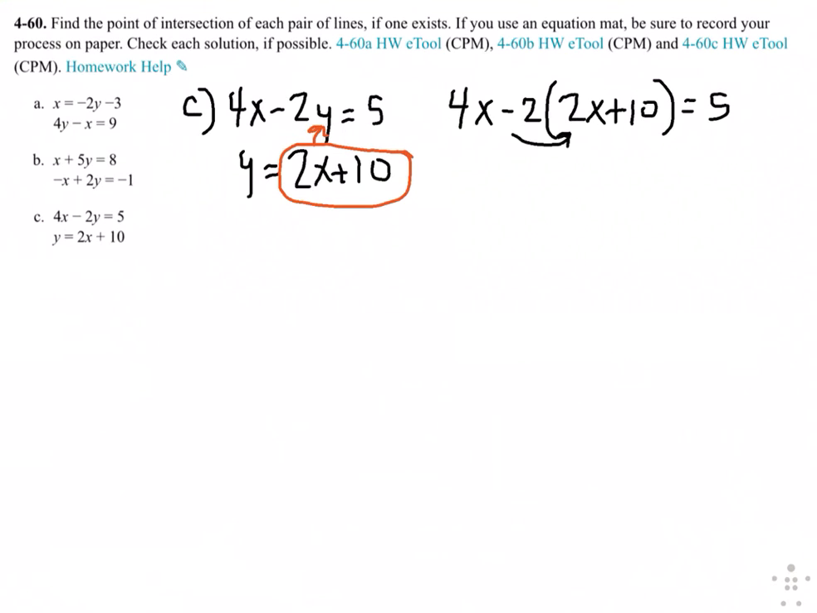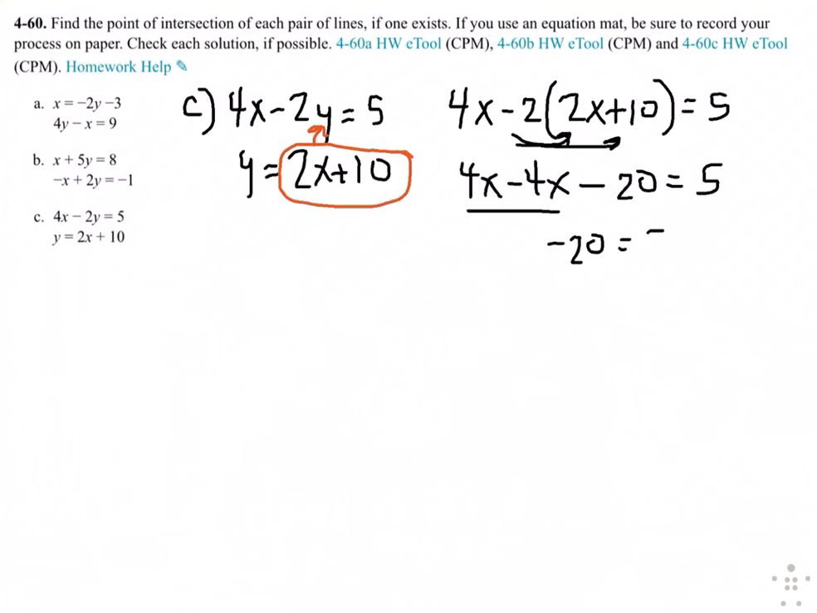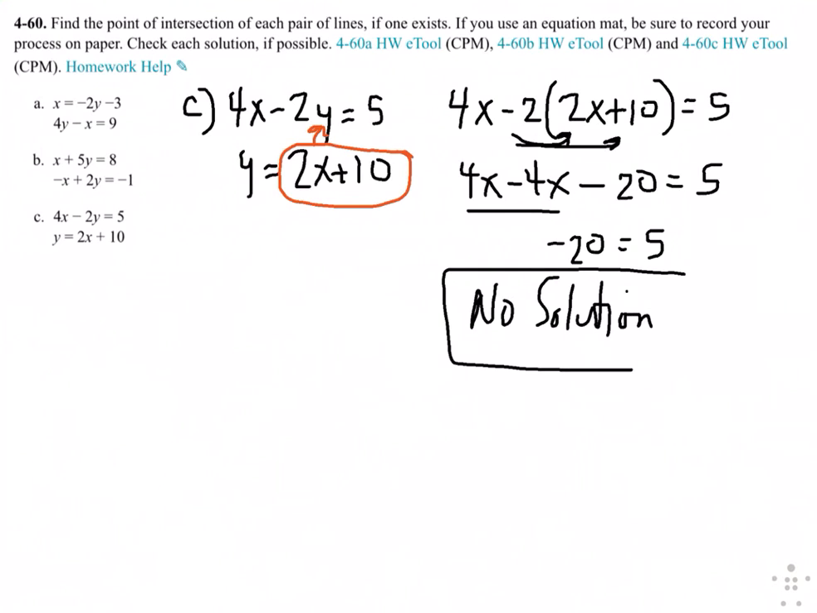Now we distribute in, right, 4x minus 4x minus 20 equals 5. So 4x minus 4x is 0, so I have negative 20 equals 5, and I say, when does negative 20 equal 5? And it never does, so that's no solution. So the answer to this would be no solution, and the reason is that these lines are parallel lines, so they never intersect, but the answer is no solution.